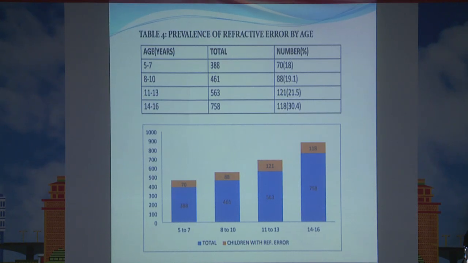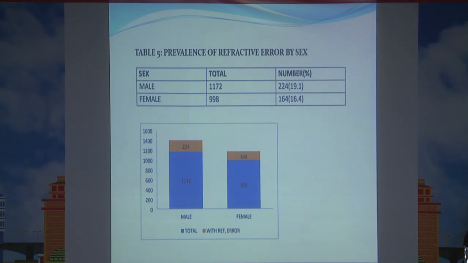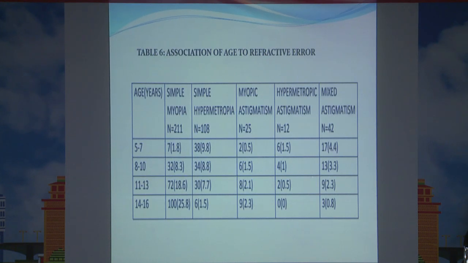This table shows prevalence of refractive error by the age. In age group 5 to 7, the percentage is 18%. In age group 8 to 10, this is 19.1%. In age group 11 to 13, this is 21.5%. And age group 14 to 16, this is 13.4%. That is the highest percentage. This table shows prevalence of refractive errors by the sex. In the male, this is 19.1%, female 16.4%. And this shows the association of age to the refractive errors.